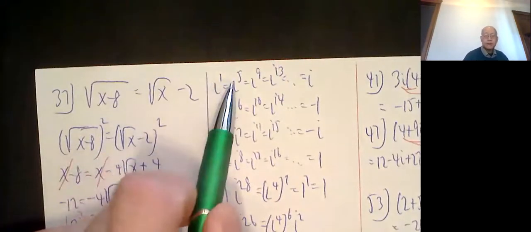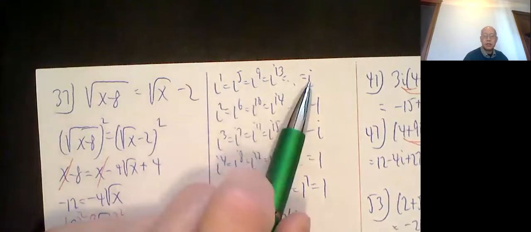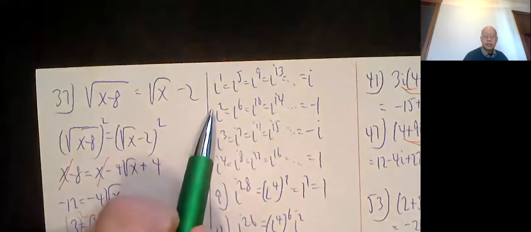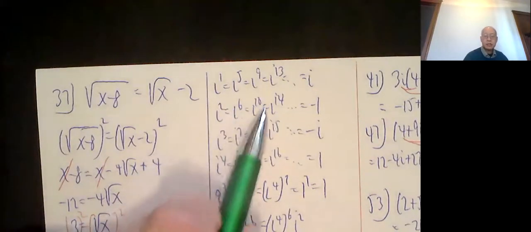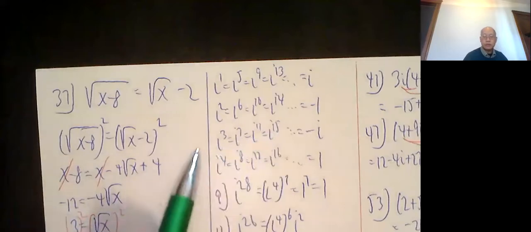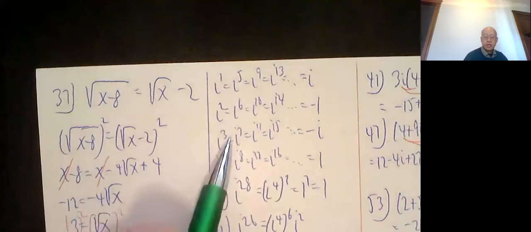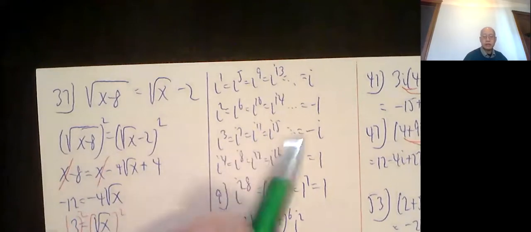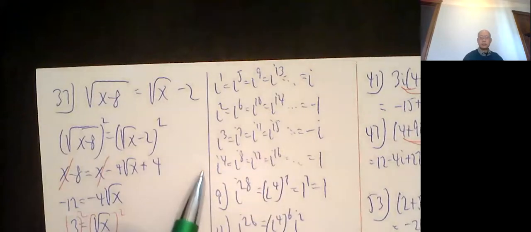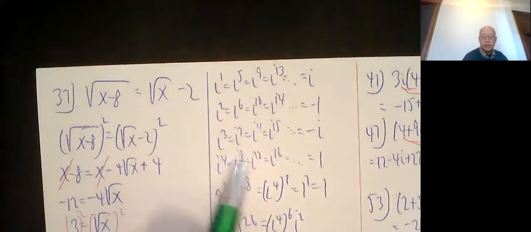i to the first, fifth, ninth, and 13th, and so on, equals i. i squared, 6th, 10th, 14th, and so on, that's negative 1. i cubed, i to the 7th, i to the 11th, i to the 15th, and so on, those are negative i. i to the 4th, 8th, 12th, 16th, and so on, those are equal to 1.